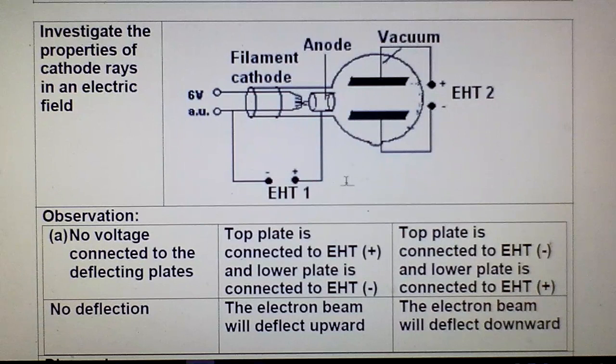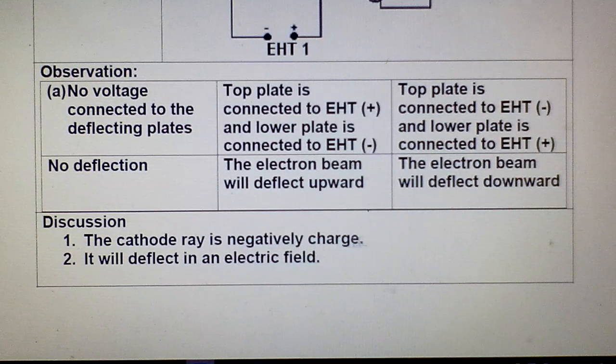Okay, so it shows all the properties of electrons actually. So from here we can conclude that the cathode ray is negatively charged and is deflected in an electric field.